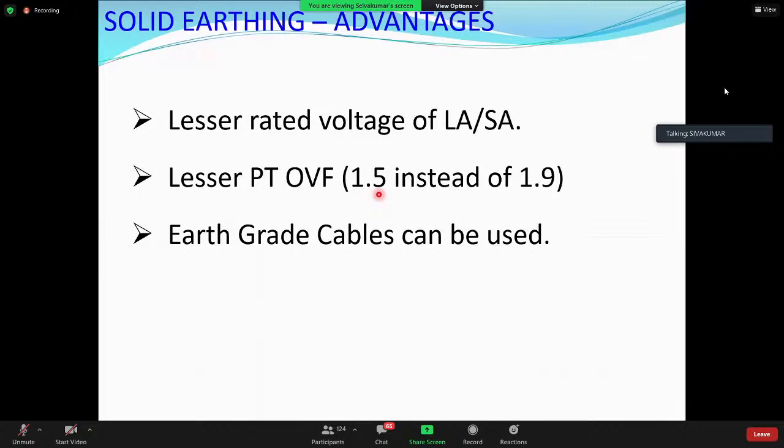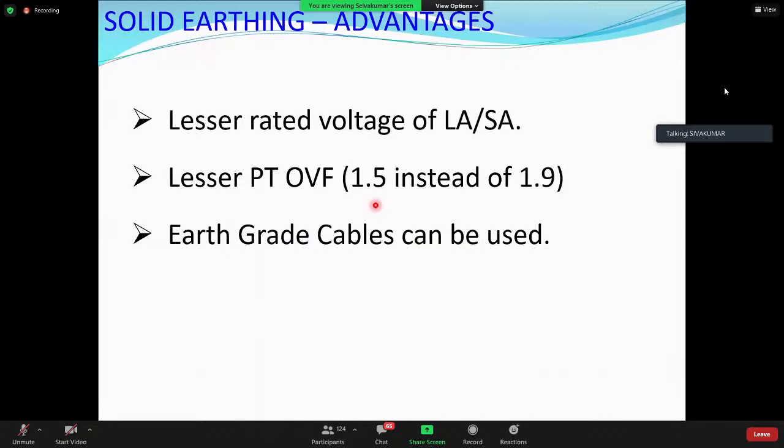If it is a resistance earthed system where fault detection and isolation is possible, they say 1.9 for 30 seconds. That means almost twice the system voltage you have to decide. If it is an unearthed system, the standard says 1.9 for 8 hours. So if the system is impedance earthed or unearthed, the cost and size of the PT will increase because you have to go for a higher over voltage insulation. But the advantage of solid earthing is that the PT over voltage factor can be kept at the minimum recommended by the standard.